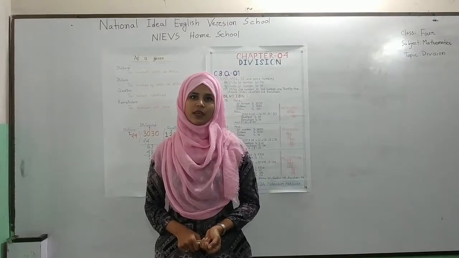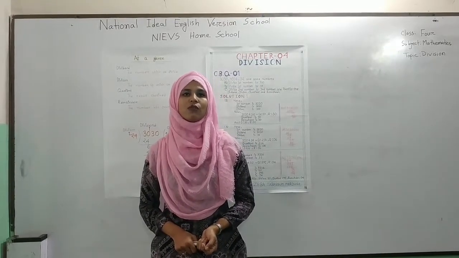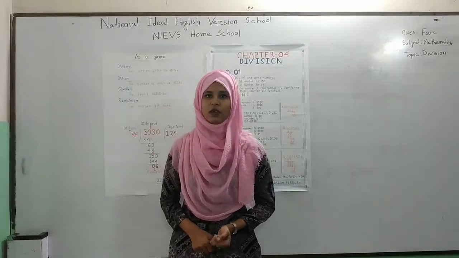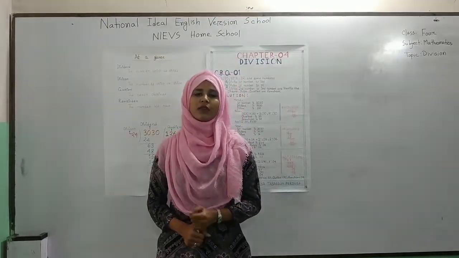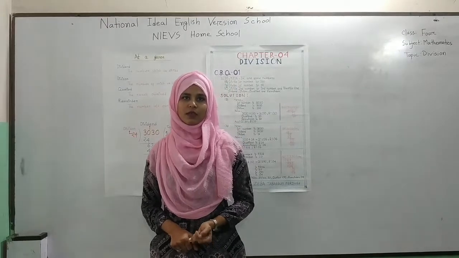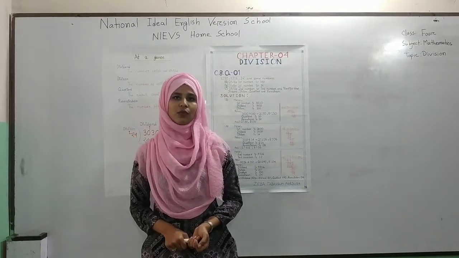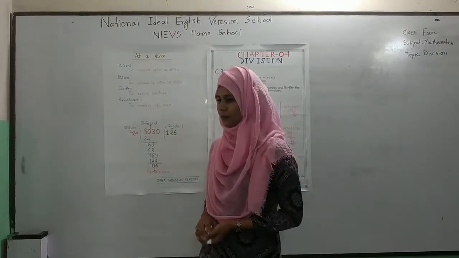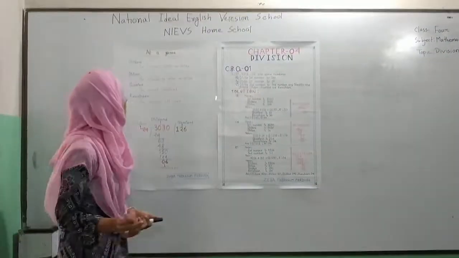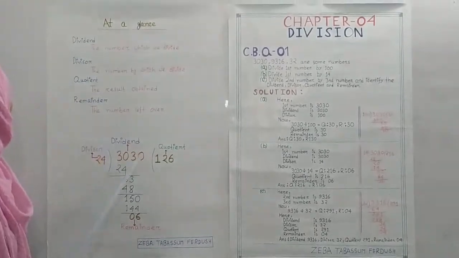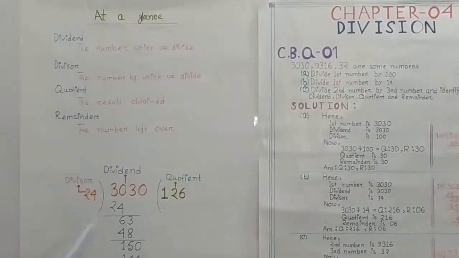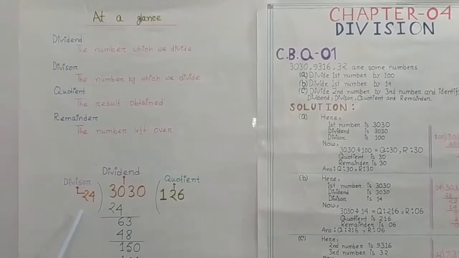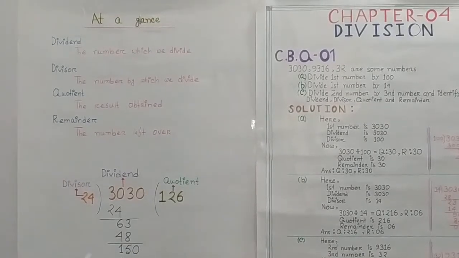Today, I will discuss the topic of division for class 4. Now, we solve the CBQ question. Before studying it, first we discuss the process of division. For the division process, we need to remember 4 things, that is dividend, divisor, quotient and remainder.